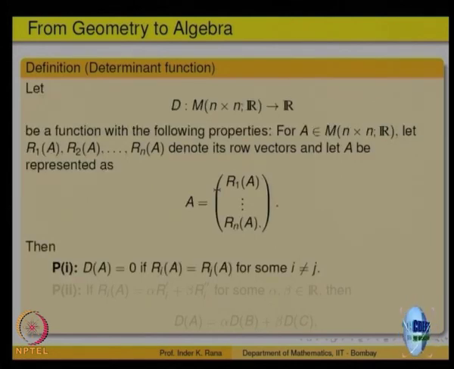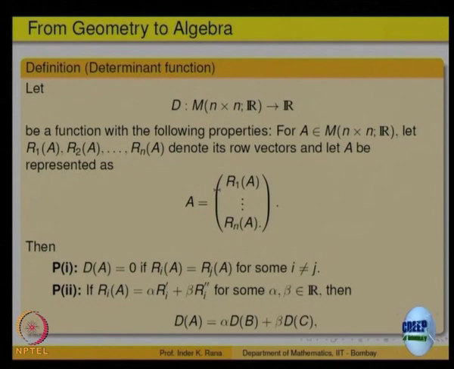motivates a definition. You can think of u and v as the row vectors of a 2 by 2 matrix. Okay. So, we generalize this to an n by n matrix. Given an n by n square matrix with real entries, let us say its rows are R1 to Rn. Then the determinant is a function defined for every matrix, something like the area of the parallelogram, keep that in mind.